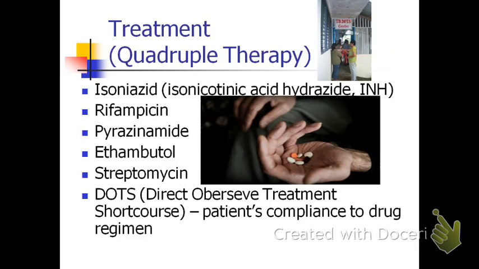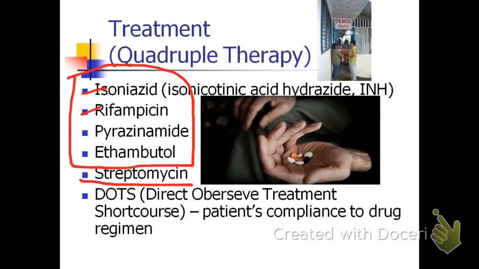Okay, now, the treatment for tuberculosis is known as quadruple therapy. Quadruple therapy is made up of isoniazid, rifampicin, pyrazinamide, and ethambutol. So these four would be the most common components. Streptomycin could also be used if any of these antibiotics become resistant. Here in the Philippines, we have a program known as DOTS, otherwise known as Directly Observed Treatment Short Course.